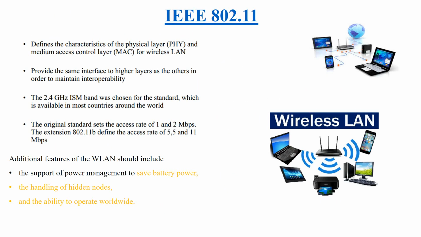Going into detail about IEEE 802.11, your wireless LAN is designated as IEEE 802.11. It was formed for defining the characteristics of the physical and MAC layer. It works in the license-free ISM band operating at 2.4 gigahertz. The original standard gave an access rate of 1 and 2 megabits per second. There are many versions of IEEE 802.11, say a, b, g, n, and so on. IEEE 802.11b has an access rate of 5.5 and 11 megabits per second. Some additional features of wireless LAN include support of power management to save battery power, handling of hidden nodes, and ability to operate worldwide.